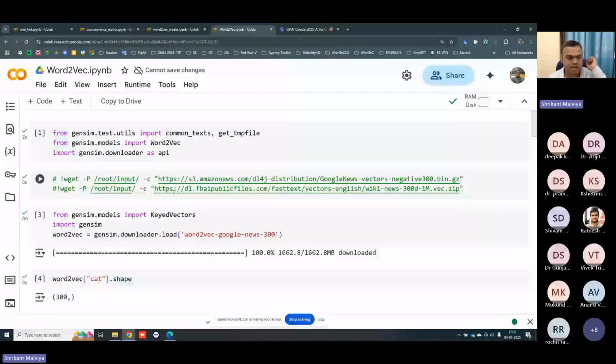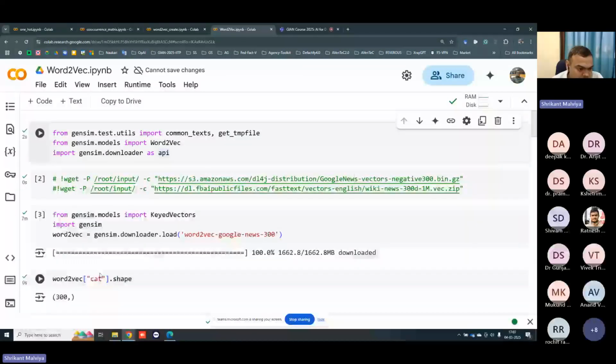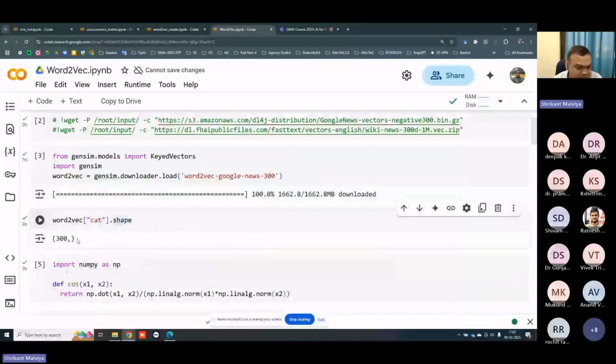So I was executing, and I already loaded it. It was very big, around 1.5 GB of this embedding. So we can play around with it on various tasks. For any word, the shape of the word vector is 300.